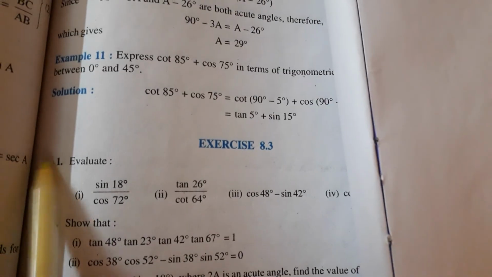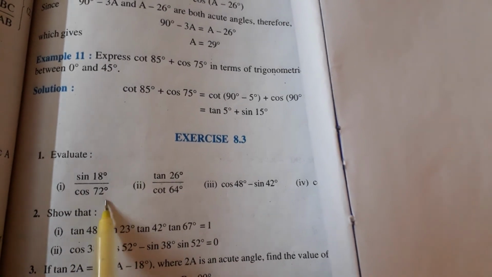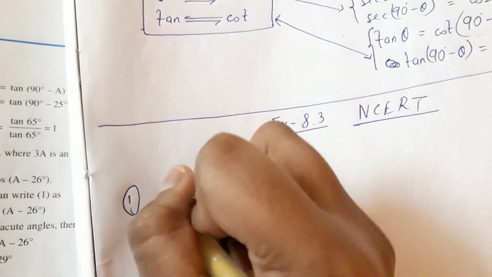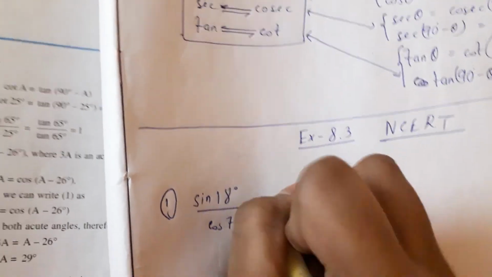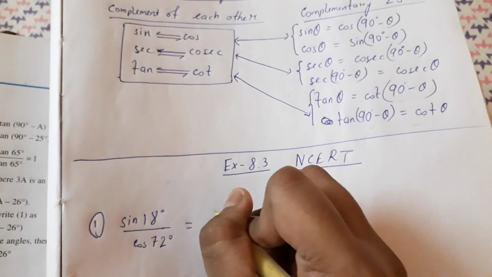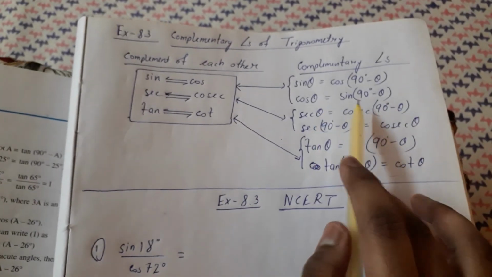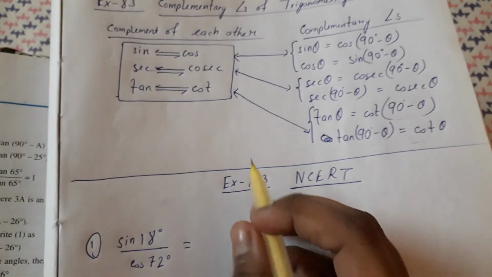Now see the first one. Here it is given, you have to evaluate sin 18 degree divided by cos 72 degree. Now see, we know sin theta is equal to cos 90 minus theta. You can also write cos 72 degree is equal to sin 90 minus 72 degree. Any one you have to take, either sin or cos, so that these two will cancel out.